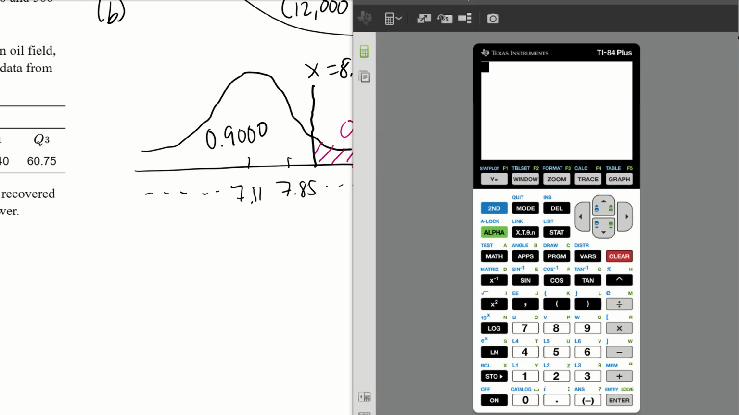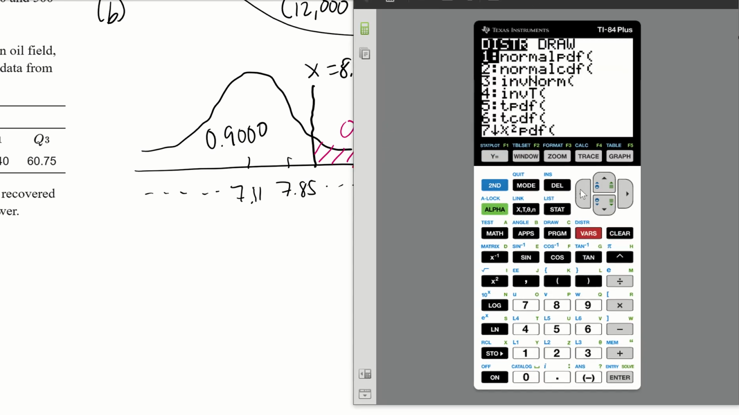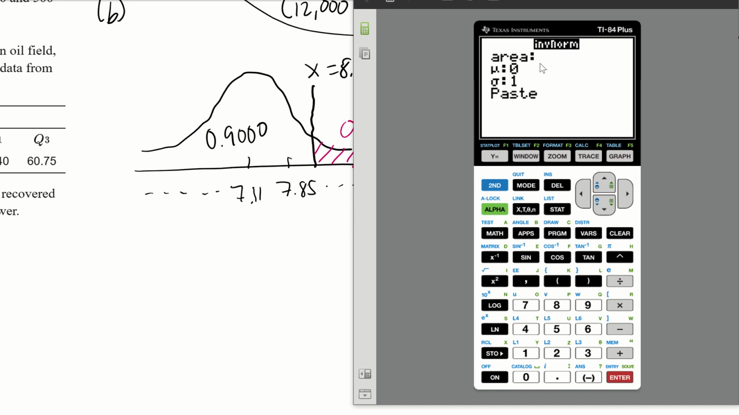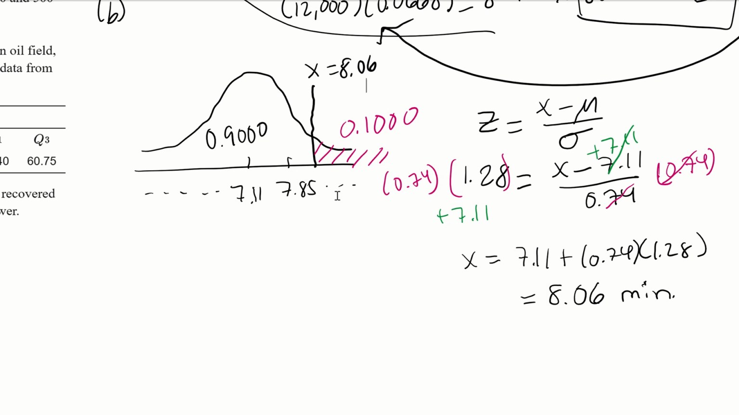So let's bring this up. We have second vars. We're going to do the inverse normal function, so number 3. Then we have to provide this area. We have to provide the area to the left or it's not going to be correct, all right? You don't have to put the 3 zeros there. You could just put 0.9. Now the mean is 7.11. Standard deviation is 0.74. Sorry about that. Let me delete that. 0.74. All right, and then there you go, 8.06. Very quick. It took care of all this stuff really quick for you.